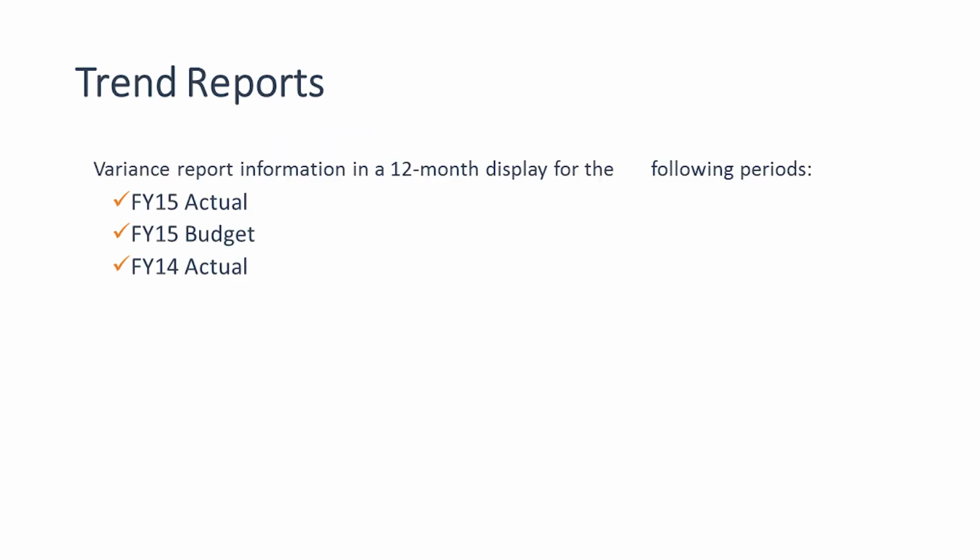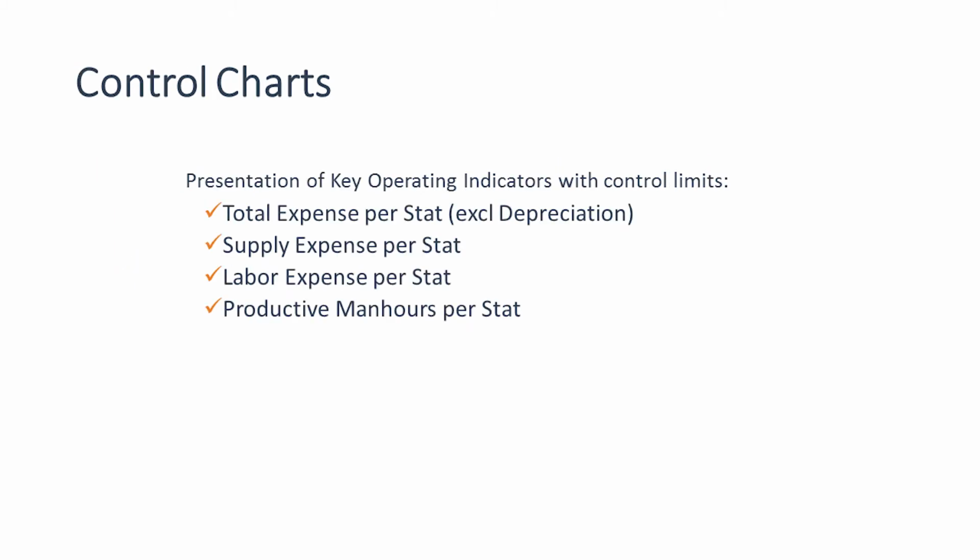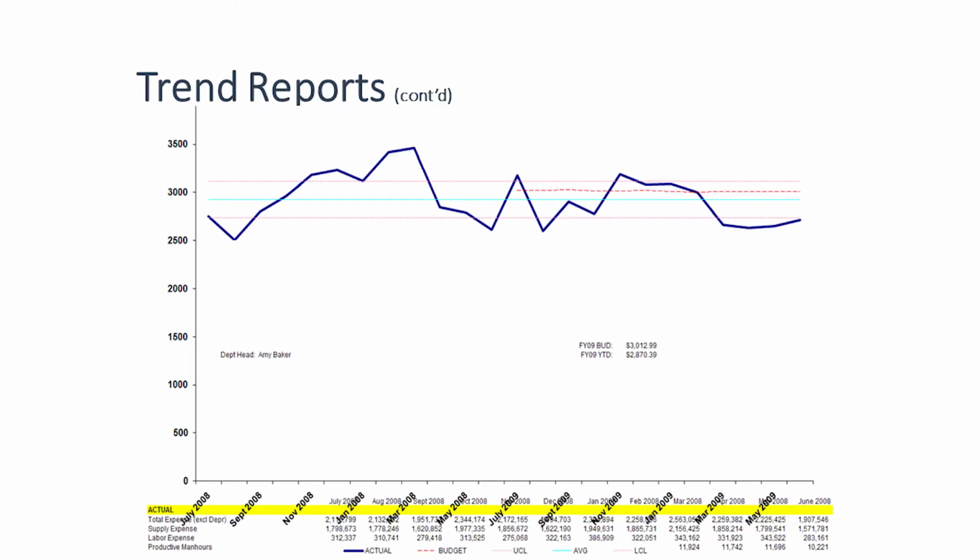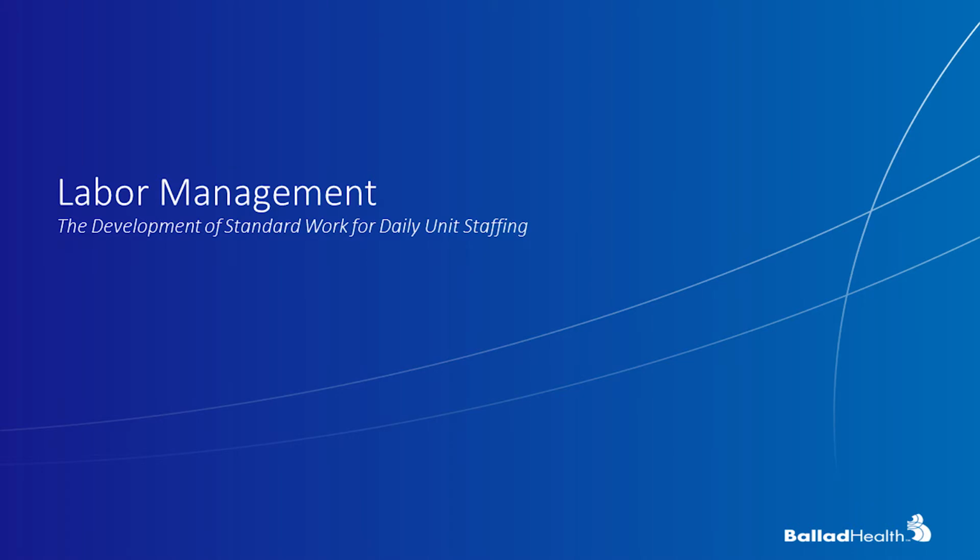Okay, trend reports. So we do provide some trend reports for the managers that usually look at prior year actual, current year actual, and current year budget, and do those control charts based on the 4 operating indicators, so that at any time that manager has an understanding from a trending perspective if they're going in the right direction or not. So labor management, we do have a labor management department within Ballad that specifically works on the staffing and helps managers make sure that they are flexing to volume and providing the right skill mix for their areas.